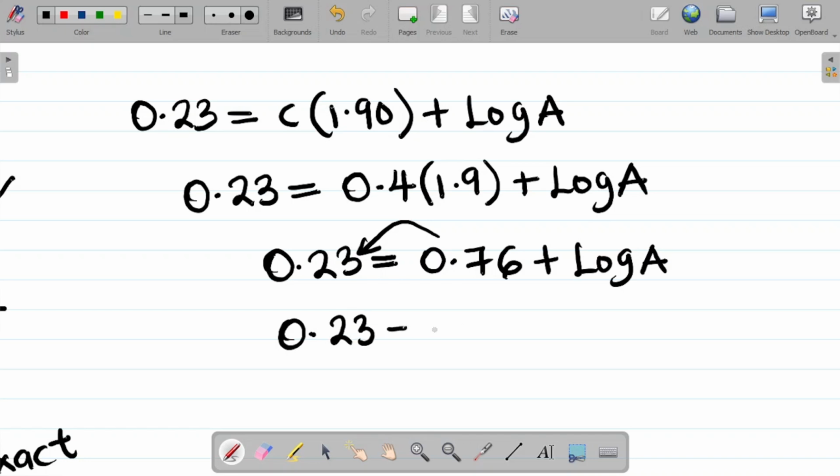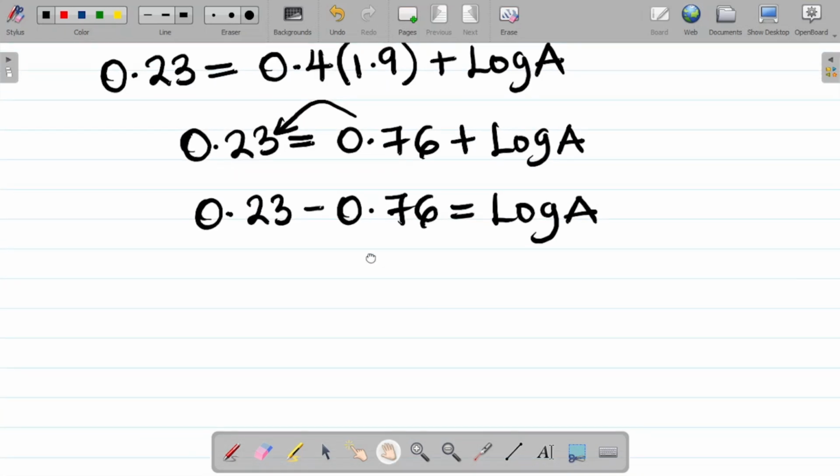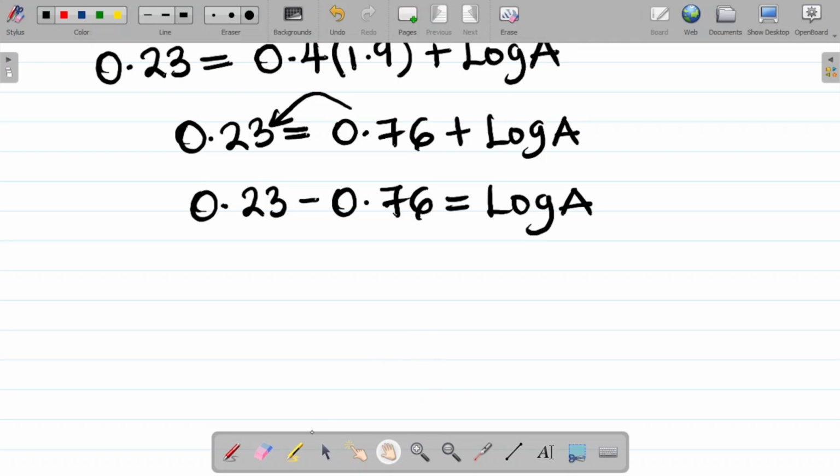If I subtract this, move this to the left hand side, I have 0.23 minus 0.76 is equal to log A. So 0.23 minus 0.76 gives about minus 0.53. So I have minus 0.53 is equal to log of A.